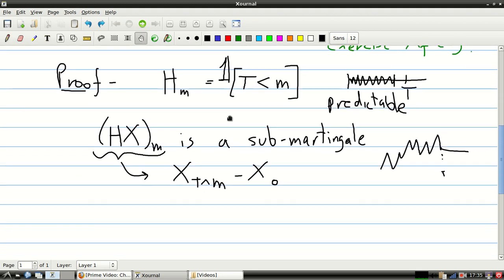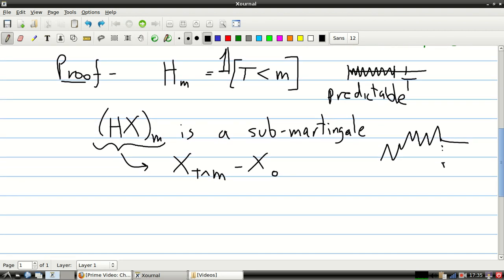Okay, so why is it interesting to state this? Because now we see that this is also a submartingale, because it can be written as an integral of another submartingale.